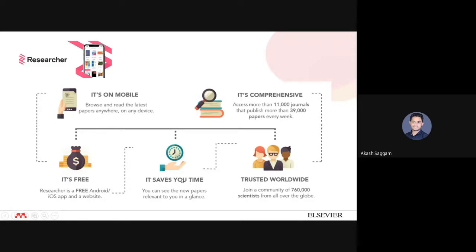Also, it saves your time going back to search engines like PubMed to figure out which are the related journals or articles on your topic. Obviously, it is a free Android and iOS app, and there is also a website, which is trusted worldwide. Nowadays they are organizing very nice talks on Researcher that can be accessed, and they are organizing them beautifully. It is just a matter of experience, so you can go ahead and download and install this app called Researcher.